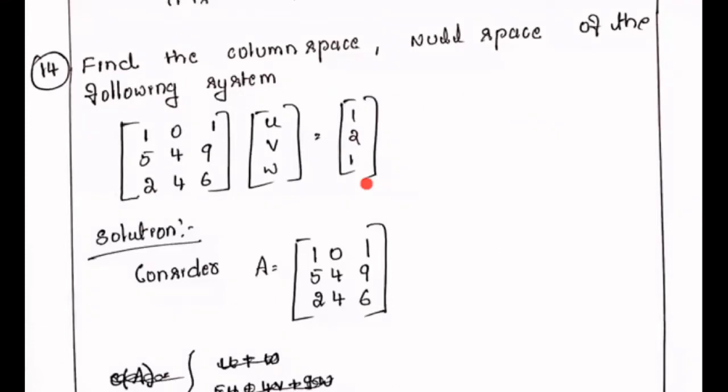The first equation is U plus W is equal to 1. The second equation is 5U plus 4V plus 9W is equal to 2. The third equation, if you do the matrix multiplication, is 2U plus 4V plus 6W is equal to 1, right? So that is an equation actually. You have 3 columns, right? Now we have to find out what the column space is.